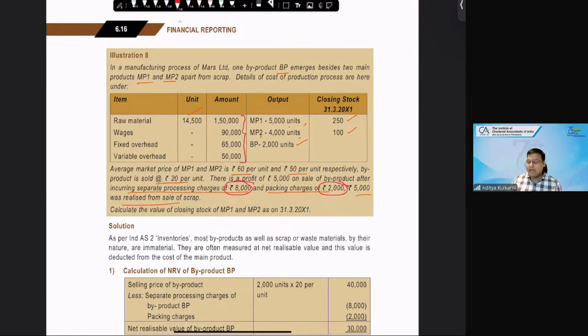So what do we have to do? We have to find out the net realizable value of the byproduct. Net realizable value we will find out, and then we will do the calculation of the net joint cost.